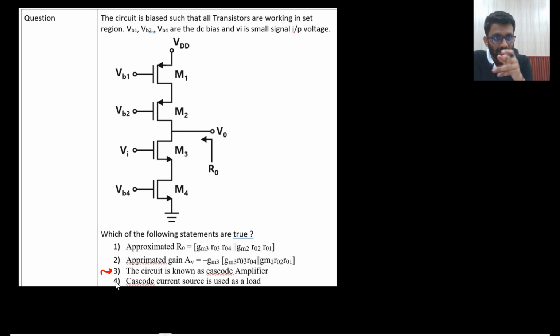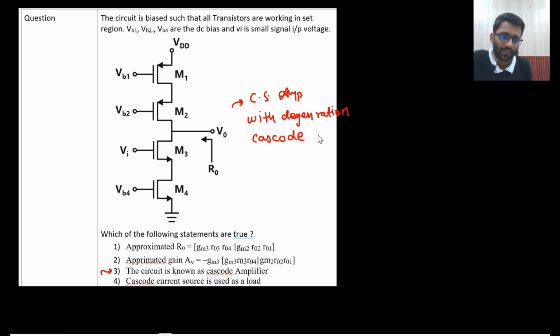Okay. Common source amplifier with degeneration, cascode current source in load. If it was a cascode amplifier, then Vin would be here. When I was teaching you cascode amplifiers, I taught this circuit, and I told you many people get confused. So that's why I asked this question. This is a common source amp with the degeneration. And what is there? Cascode current source in load.